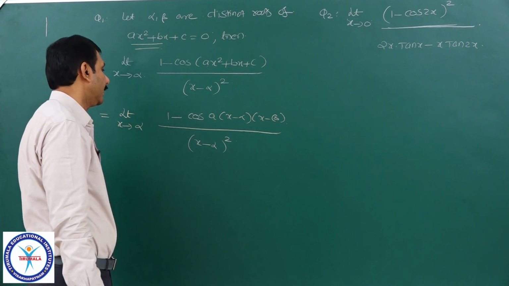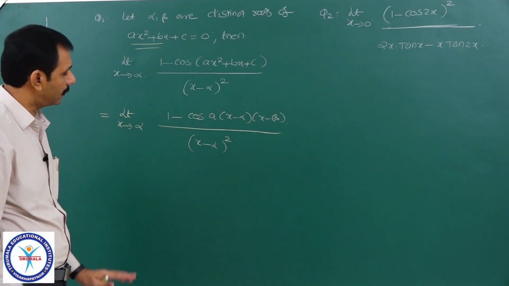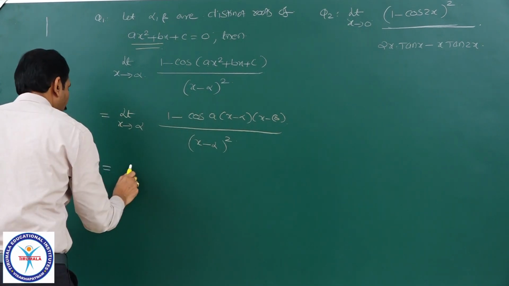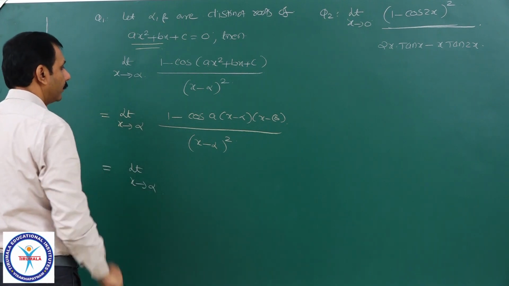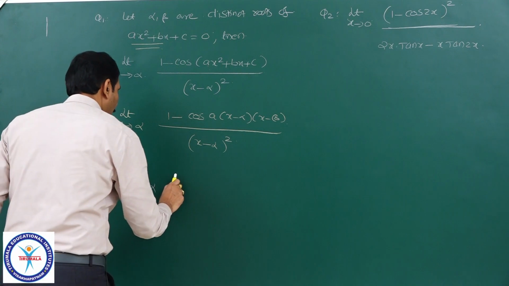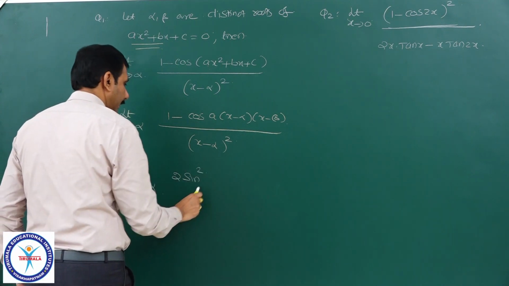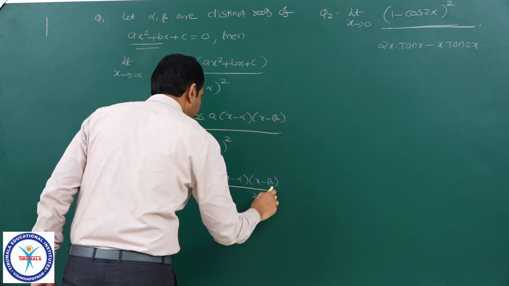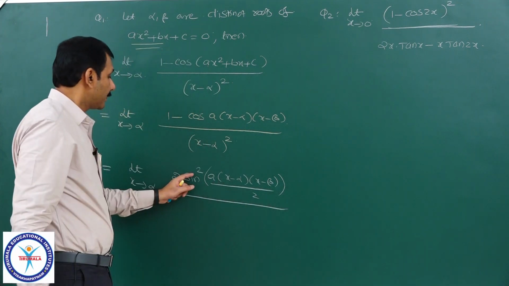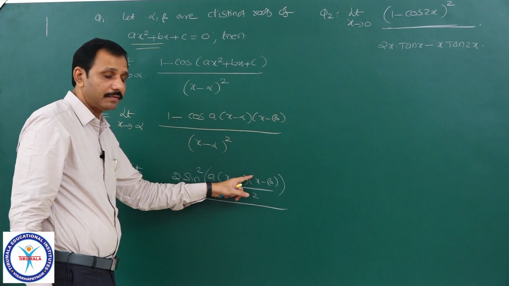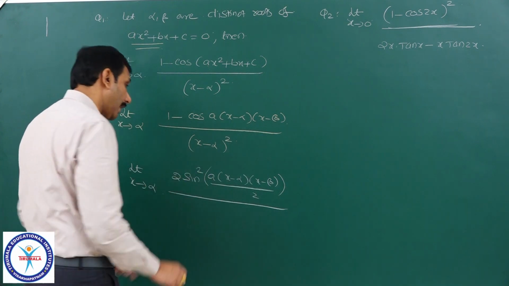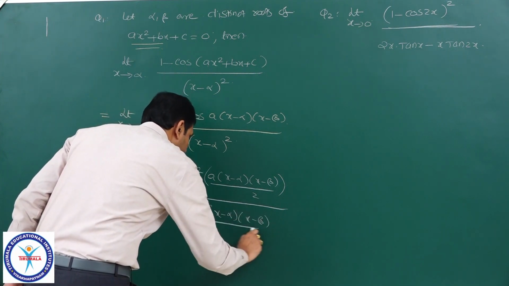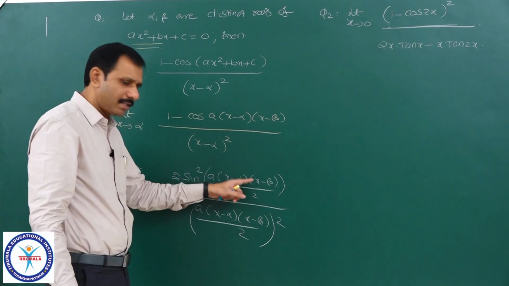Therefore, clearly it is of the form 0 by 0. Of course, I am not going to use any L'Hospital rule here. You observe this. It is equal to limit x tends to alpha of 1 minus cos theta. I am writing it as 2 sin square theta by 2, a into x minus alpha into x minus beta by 2 whole square by sin square x. The denominator should be x square, so I will write it as it is: a into x minus alpha into x minus beta by 2 whole square. I will write sin square x by x square.